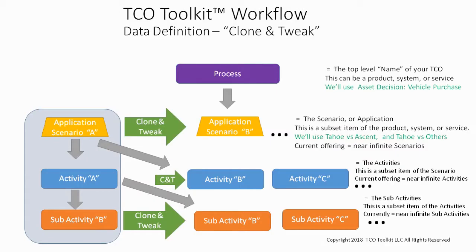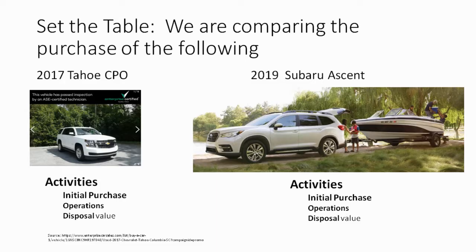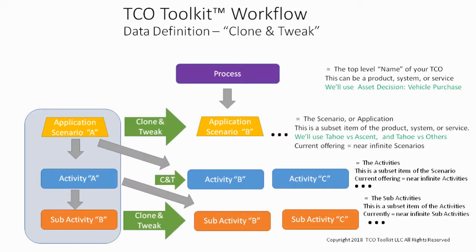The next step is to talk about the activities. So in the activities for the car, we have the activities of initial purchase, then we have operations, then we have disposal. Again, these activities will be cloned if you clone at the parent scenario level, but you can also clone activities at the activity level. And then finally, the most detailed level is the sub-activity level. And this is where you're going to put the amount of hours that you work on something, the consumable costs, and the costs for the items themselves. And again, you could clone these just as you can the parent activity and scenario.